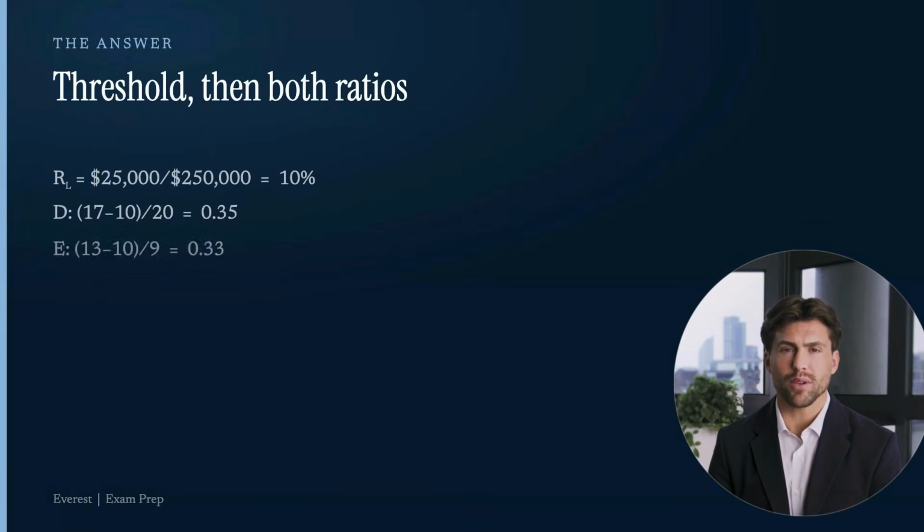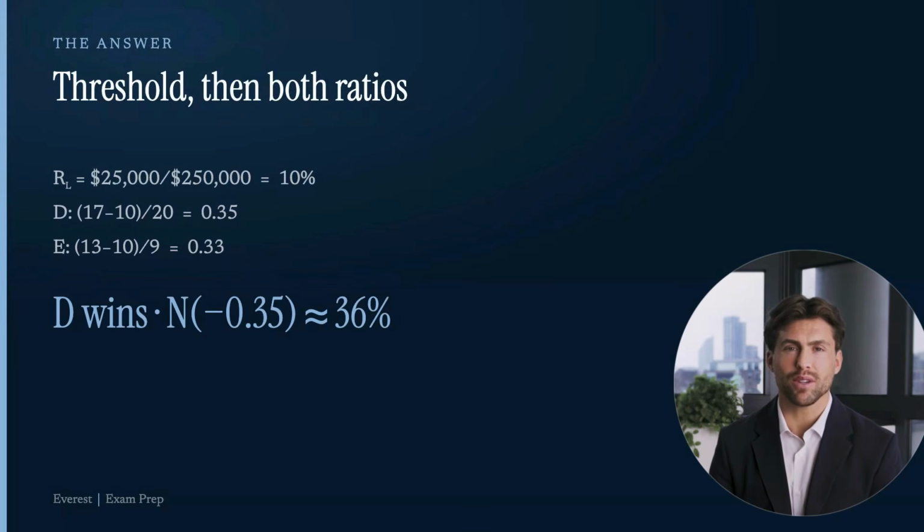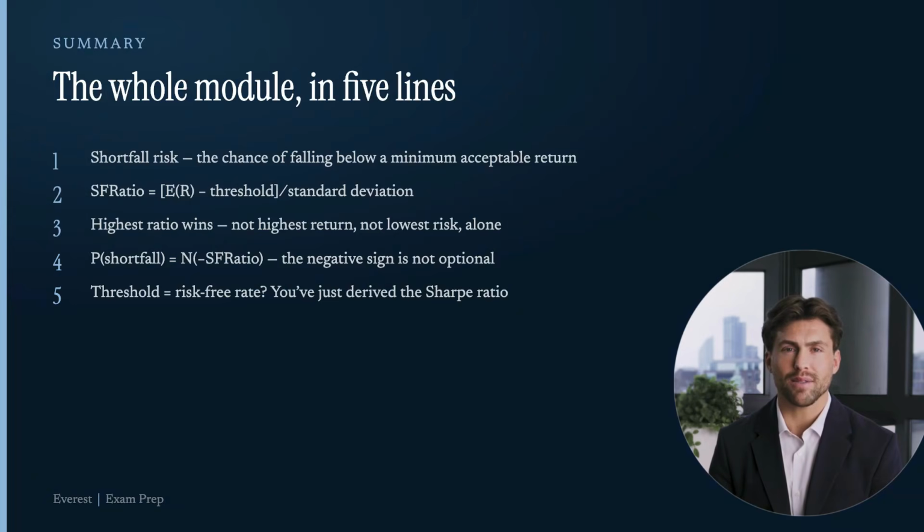First, the threshold. 25,000 over 250,000 is 10%. Allocation D, 17 minus 10 over 20 is 0.35. Allocation E, 13 minus 10 over 9 is 0.33. D wins narrowly. Its shortfall probability is N of negative 0.35, which is 1 minus 0.6368. That's about 36%. So let's pull this together.